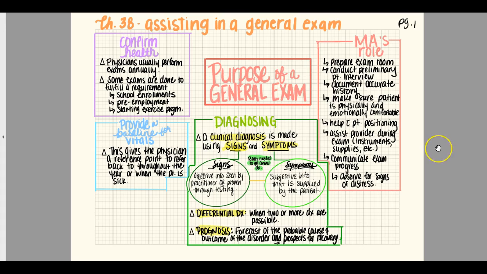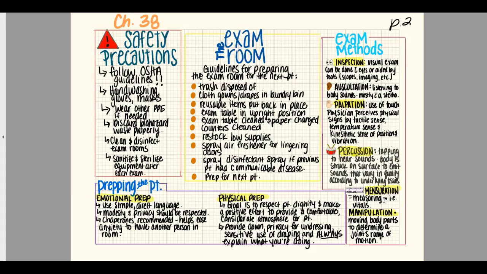While you're doing all of that, you also want to observe the patient for signs of distress so that the provider can stop if necessary, or so that things can be readjusted. It could be that they're laying in an awkward position or that they're uncomfortable. Whatever the case may be, then we can address those things.